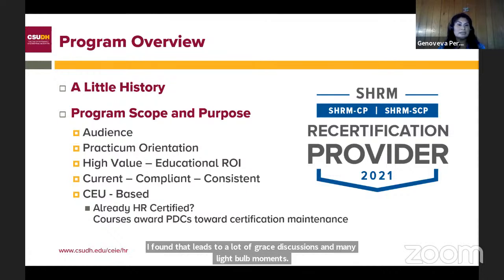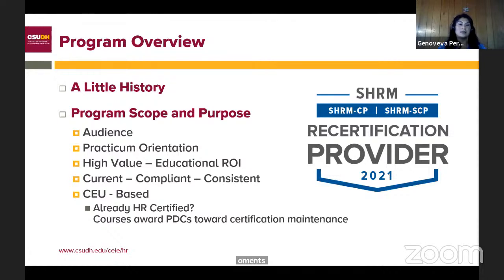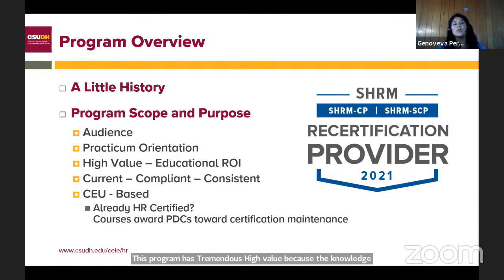Your return on your investment is really high. This program has tremendous value because the knowledge and tools you walk away with can be put immediately to work. As an instructor, I'm excited when I hear how students immediately go back to work and are able to apply what has been discussed, or how they never thought about it that way, or are now able to review the documentation and make the corrections needed to be compliant in their organization.